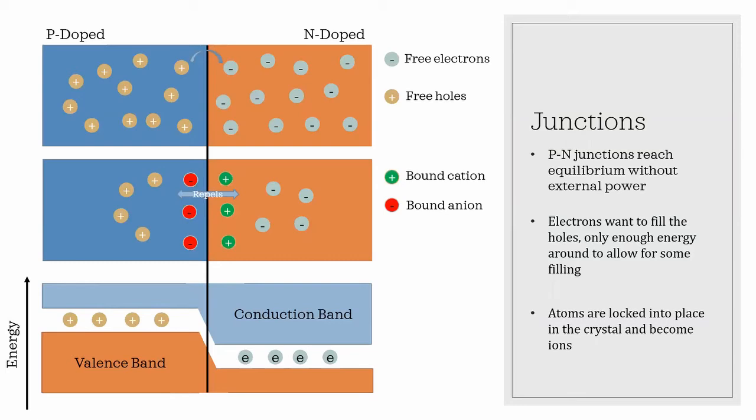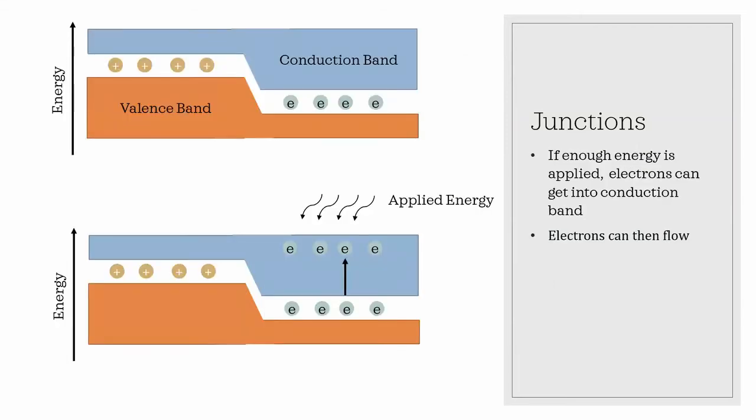So that's cool. We have two things side by side and we had some electron flow across them, but now they've stopped. So what do we do to get it moving again? Because circuits are all about things moving. So the process is as follows. We apply energy to the n-doped side, and the energy of the electrons increases. And if enough energy is applied, electrons are going to enter the conduction band.